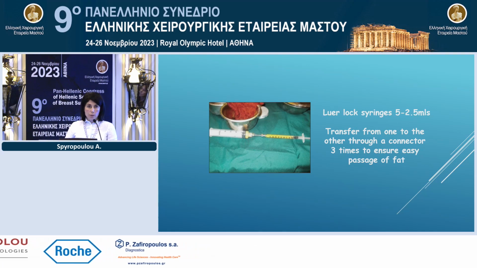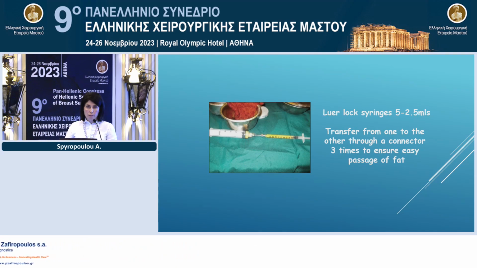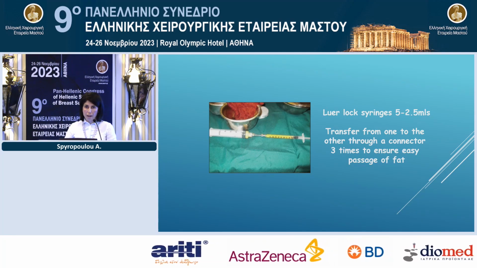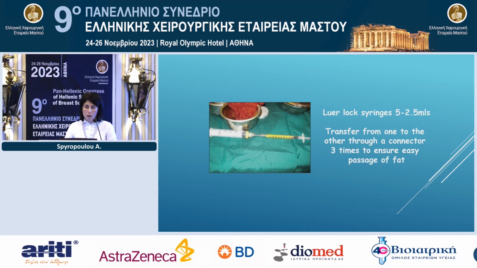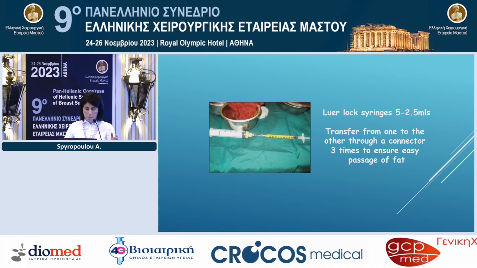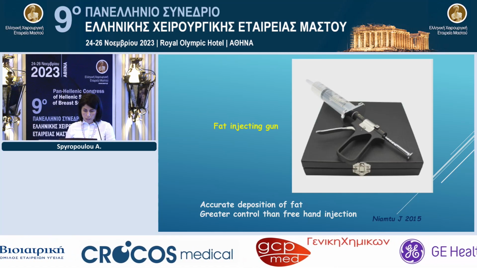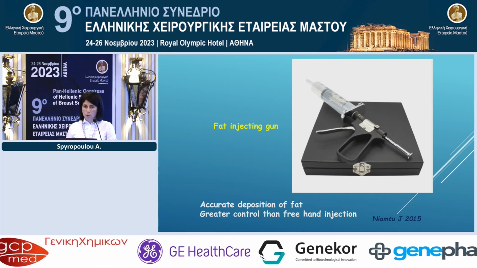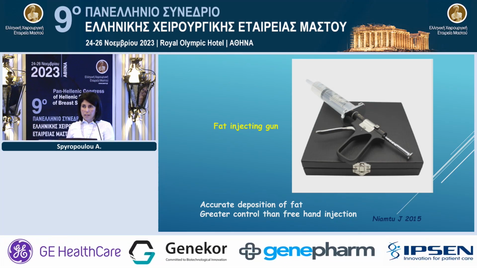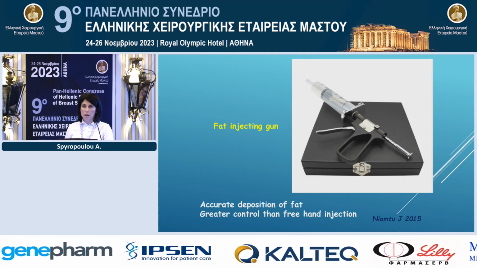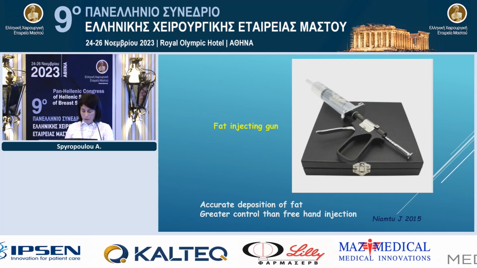So after the centrifugation is completed, we transfer the fat to smaller syringes, 5 to 2.5 ml, and we transfer from one to the other using a connector. We pass 3 times to ensure easy passage of fat. Or if you have a fat injecting gun, you can use that. The fat injecting gun can have an accurate deposition of fat, and it's greater control than a freehand fat injection.